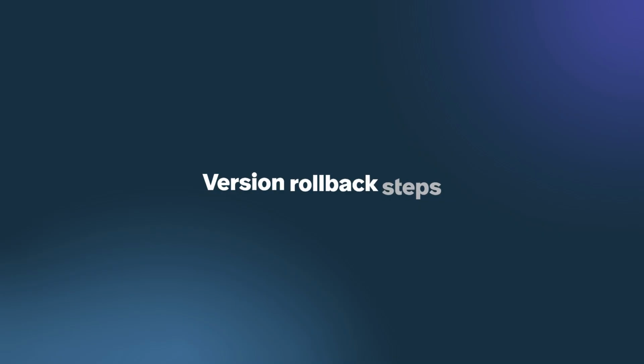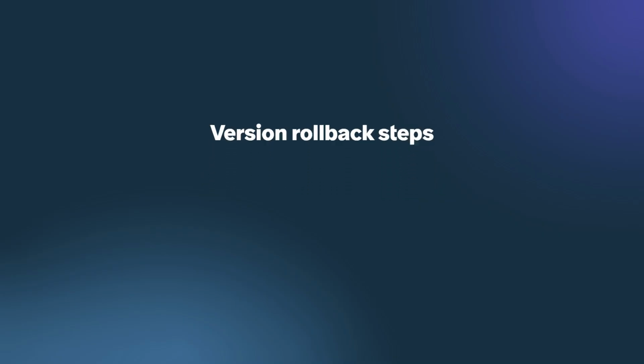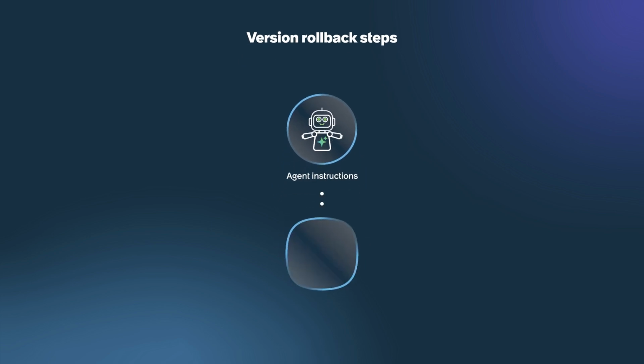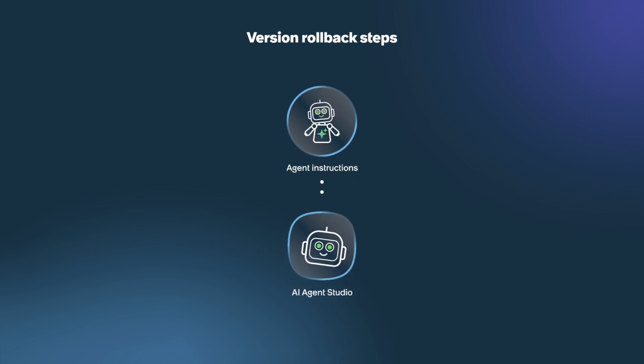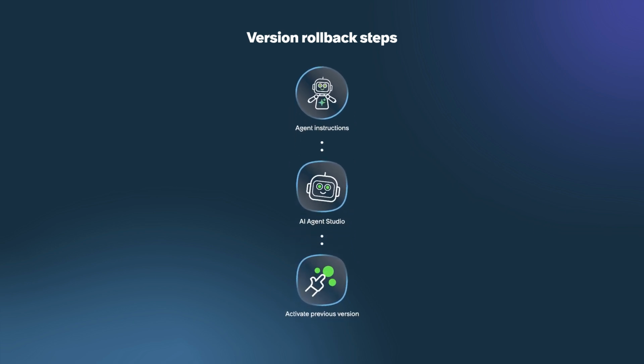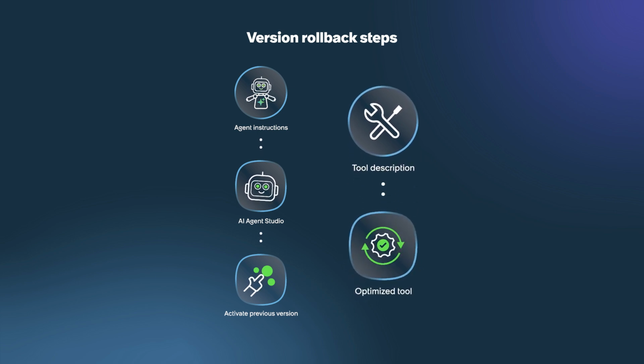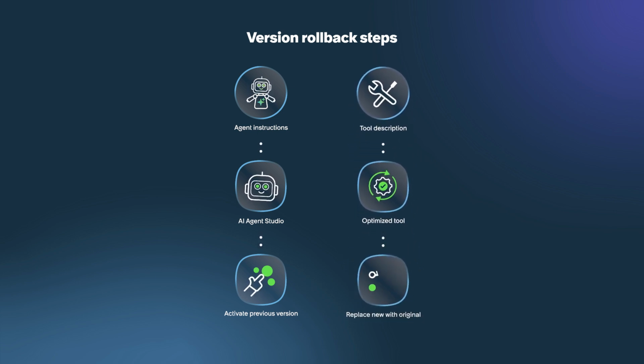Here are the rollback steps. We won't lose our work. Rollback is straightforward. For agent instructions, we navigate to AI Agent Studio and activate the previous version of our agent instructions. For tool description changes, we navigate to the optimized tool and replace the new description with our original description.